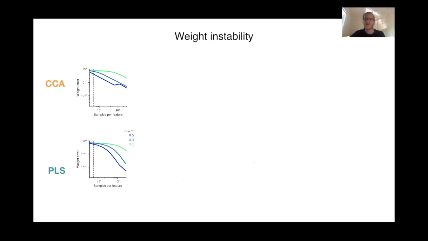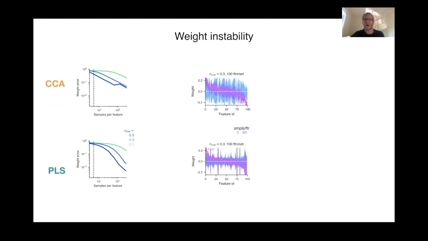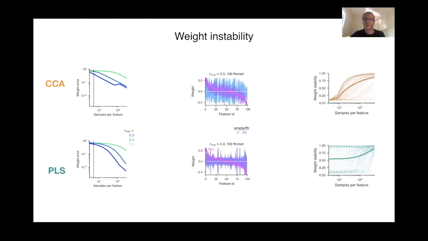To get a better feeling of how variable weight vectors were, we used a generative model to create multiple datasets that should have the same weight vectors. When the weight vectors were estimated, however, with a CCA or PLS, we found that the estimated weights varied quite a bit, as shown here in the confidence intervals. We quantified this similarity with the average pairwise similarity of the weight vectors, which we denoted as weight stability.